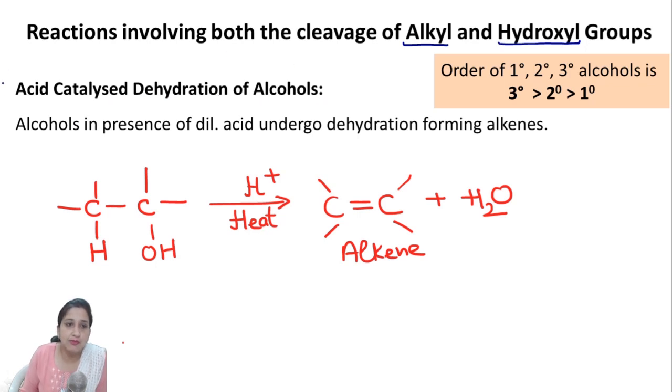Look, beta, all the meaning is in its name. Acid catalyzed means this reaction will take place in the presence of any acid. Dehydration: hydration word relates to water, and D means removal, so D stands for removal and hydration relates to water. So in this reaction basically removal of water will take place. So alcohols in the presence of dilute acids undergo dehydration forming alkenes.